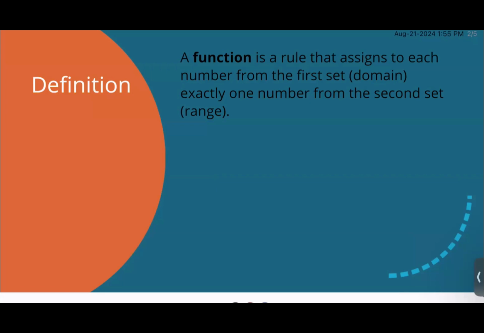I like to think of functions like a vending machine. You press one button on a vending machine, you get one snack out. So I push one button, I get one snack. That is a function type of relationship. If I were to press C2 and it gave me Skittles and chips, which doesn't happen, that would not be a function.